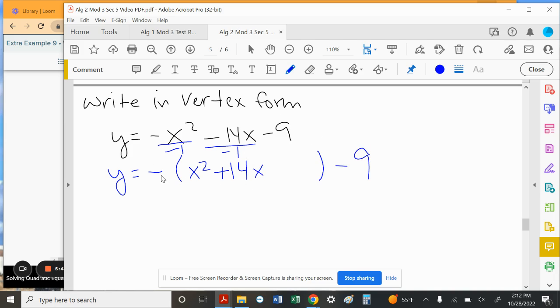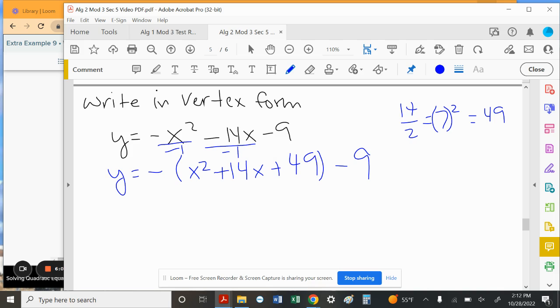So if I were to multiply a -1 through, I'd get -x squared minus 14x minus 9. So I get my original equation, just to verify that everything is okay. So I do 14 divided by 2. That equals 7. 7 squared equals 49. I like to put parentheses around things, so we have plus 49.